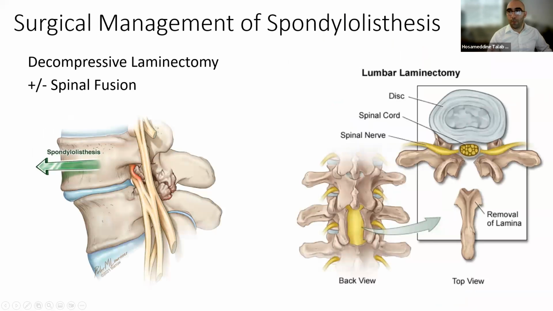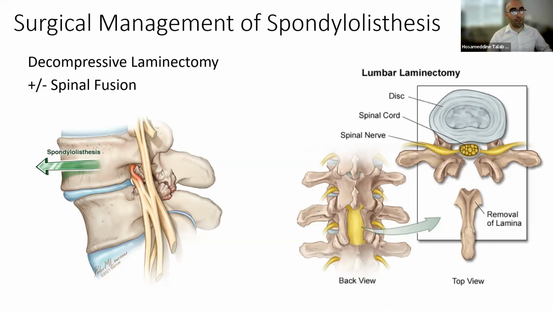And so herniation is a common cause of radiculopathy, but so is spondylolisthesis. Spondylolisthesis is a displacement of one vertebral body relative to another, most commonly anterolisthesis. So the superior vertebra moves forward relative to the inferior one, and this causes compression on the spinal nerve roots.